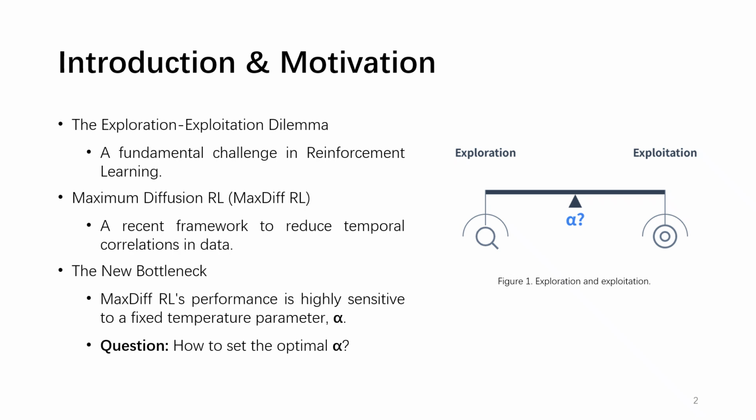As you can see from the diagram, alpha is the fulcrum that balances exploration and exploitation. This raises a crucial question. How do we assess the optimal value for alpha?